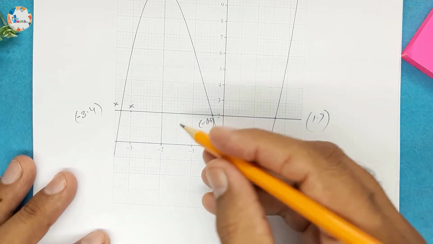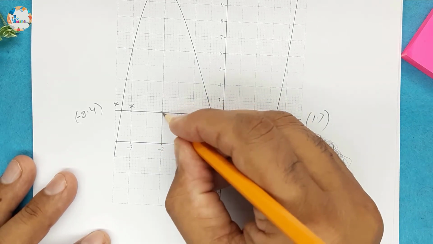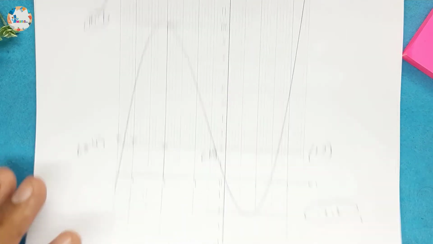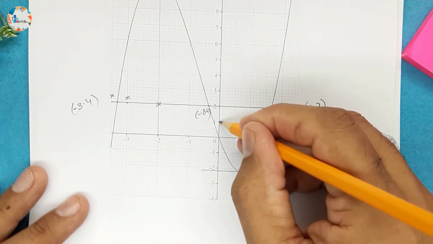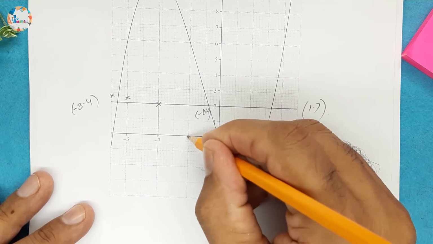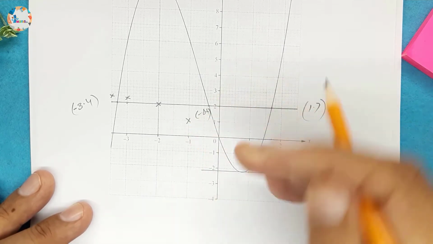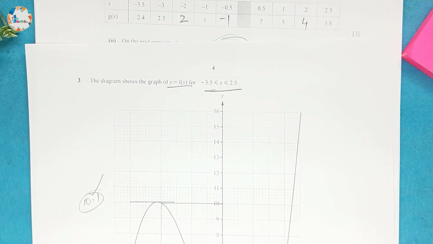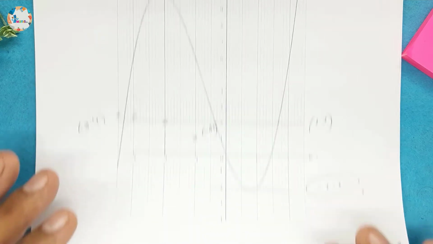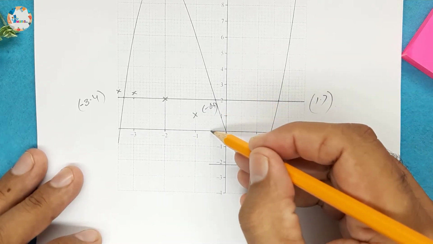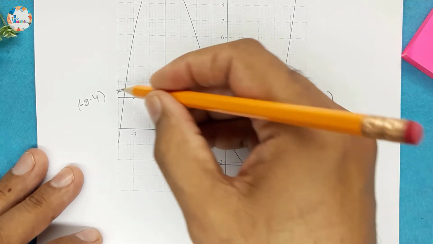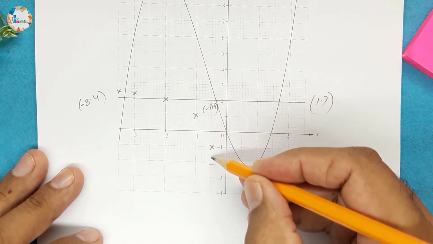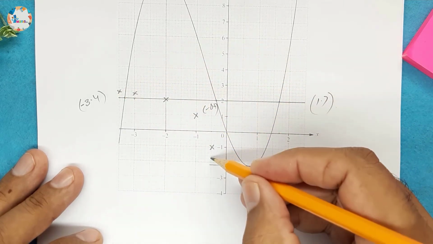Then minus 2 and 2. So minus 2 and 2 is basically this mark. Then comes minus 1 and 1. Minus 1 and 1 will be this mark. Then next point is minus 0.5 and minus 1. Minus 0.5 and minus 1 will be this one. So this will be curving like this one. This will be our curve.